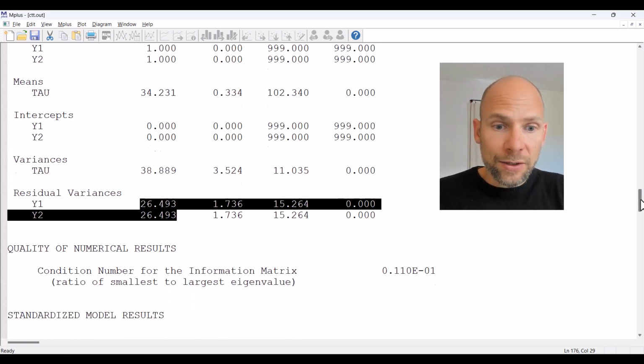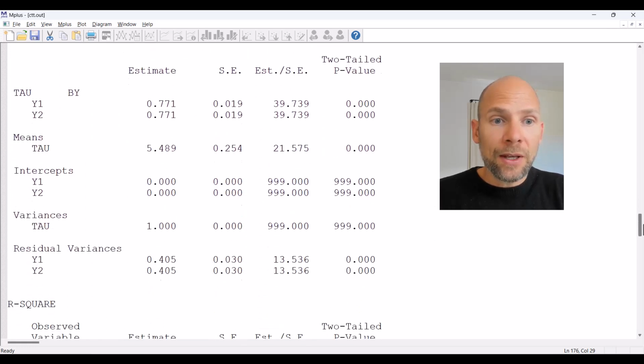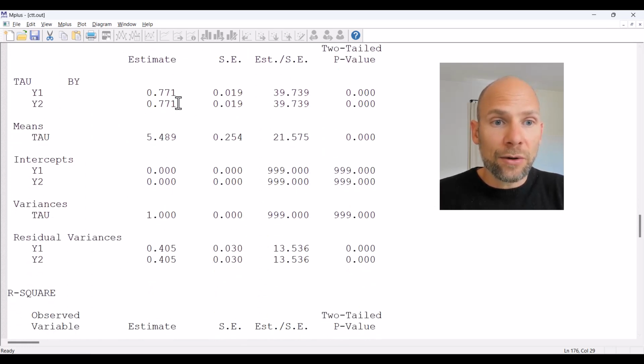In the standardized solution, we can see that the standardized factor loadings are 0.77, so relatively large.